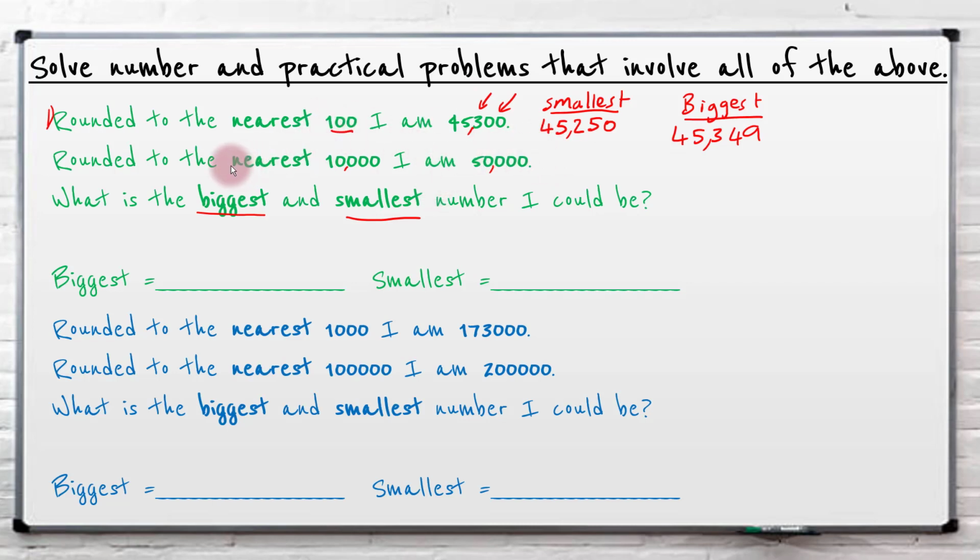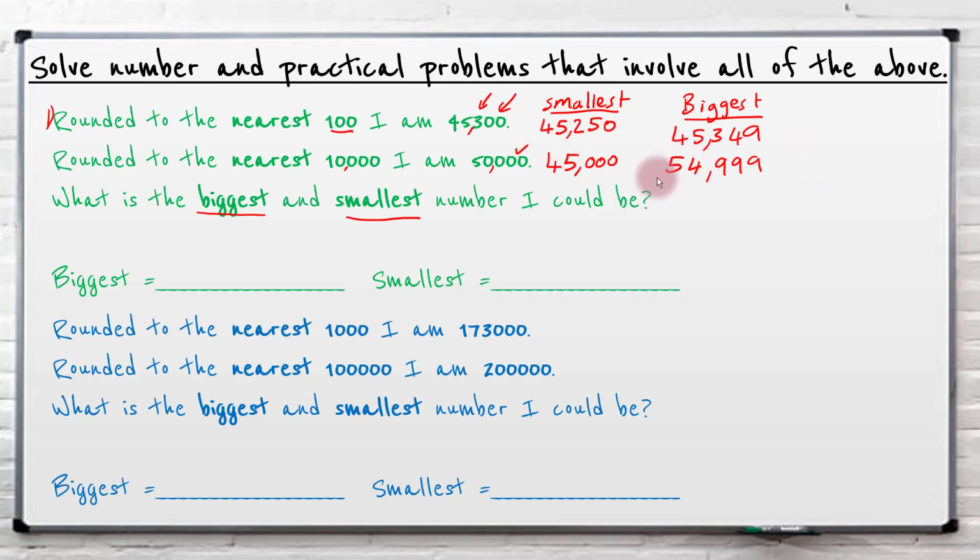Now let's do the same for the next number, rounded to the nearest 10,000. This will be 50,000. So we can go a little bit less, and then we can see what it would be. So it would actually be 45,000, because as soon as it goes to 44,000, it would round to 40,000. So this is the smallest that this could be for this statement. And the biggest it could be would be 54,999. Because the 4 means that this still rounds off. As soon as this becomes a 5, then we have a problem.